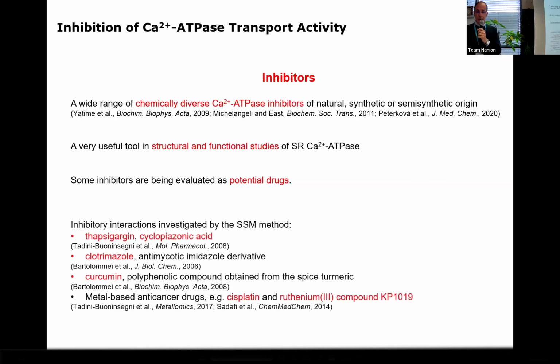So using the SSM method, we investigated the inhibitory interaction of compounds such as thapsigargin, cyclopiazonic acid, the antimycotic drug clotrimazole, the phenolic compound curcumin, and also some metal-based anti-cancer drugs, in particular cisplatin.